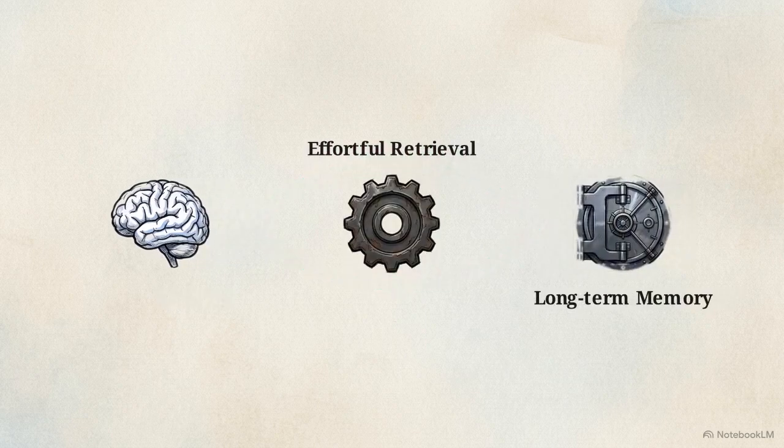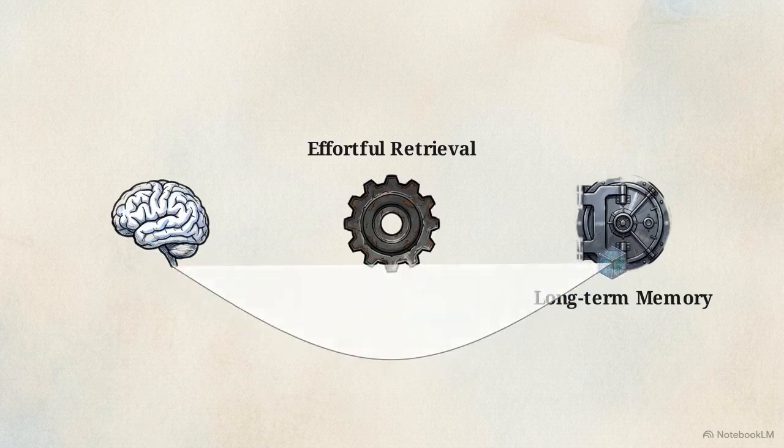This works through a mechanism called effortful retrieval. Asking a learner to supply a missing word in a fill-in-the-blank question requires high cognitive friction. This transfers information to long-term memory far more effectively than simply tapping a recognized answer in a multiple-choice list.